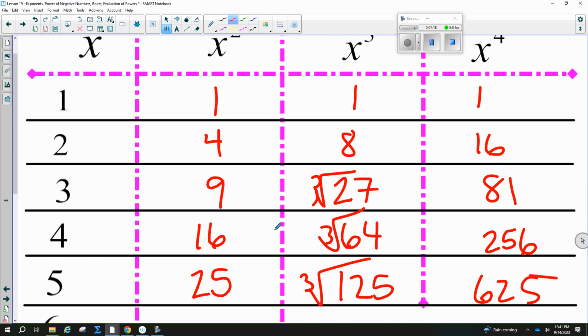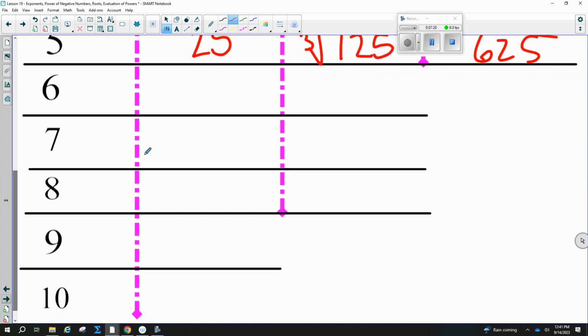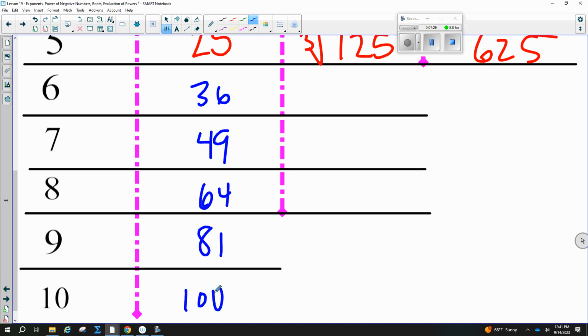And then as far as the squares go, we usually go like a little bit higher. So like this would be 36, okay? 7 squared is 49. 8 squared is 64. 9 squared is 81. 10 squared is 100. We don't really do the cubes much further than 5, so I'm not going to.